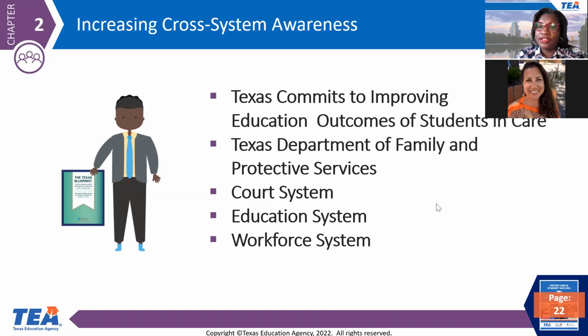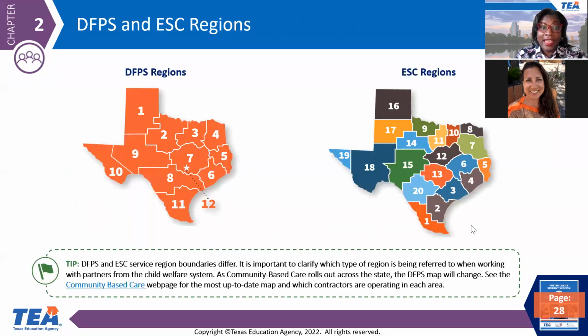And chapter two starts on page 22. Now in chapter two, we talk about DFPS and ESC regions. DFPS and ESC service region boundaries are different. So we know DFPS has 12 regions, but for ESC, we have 20 regions within the state of Texas. So please make sure you clarify which type of region is being referred to when you're working with partners within the child welfare system.